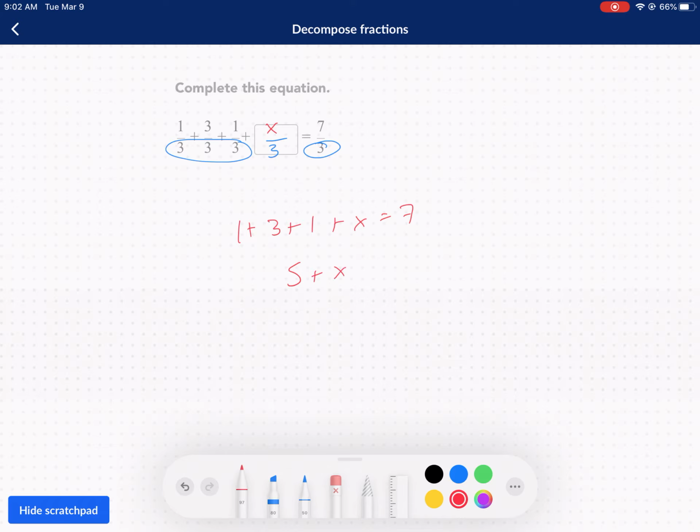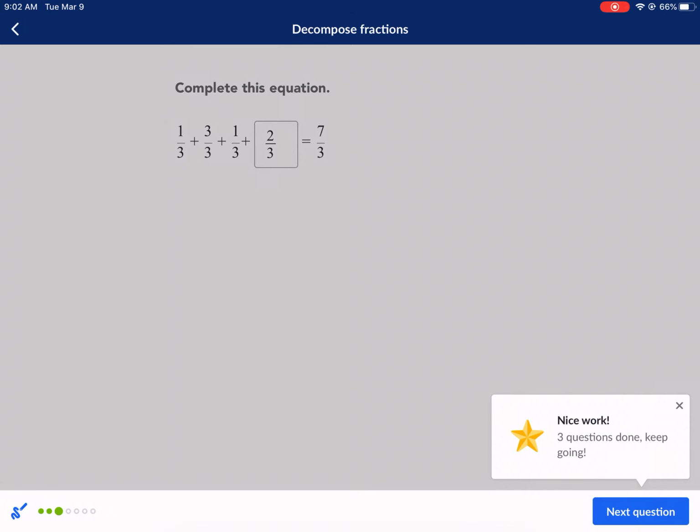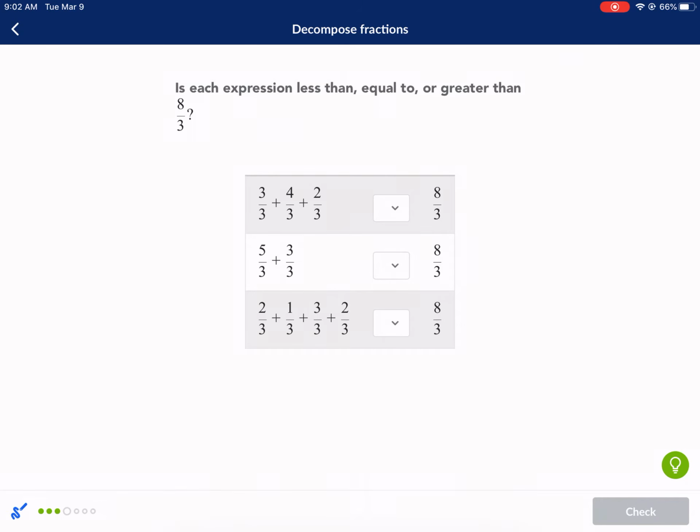So we have 5 plus x, that was that combined, equals 7. We subtract 5, we get x equals 2. So 2 over 3. We have to make sure we put it over 3, because that is the denominator. So 2 over 3. Keep the denominator the same, add the tops. 1 plus 3 plus 1 plus 2 equals 7. Check it. We're good. Okay, now, is each expression less than, equal to, or greater than 8 over 3?